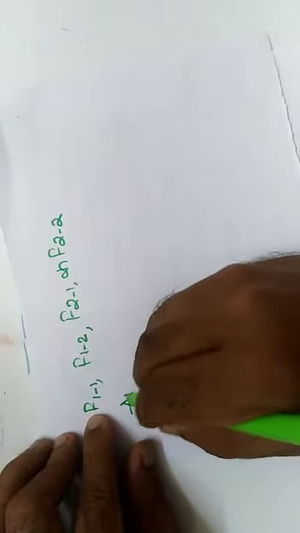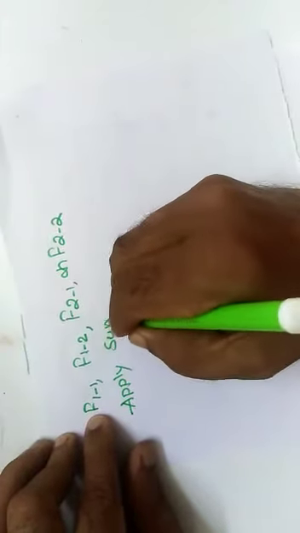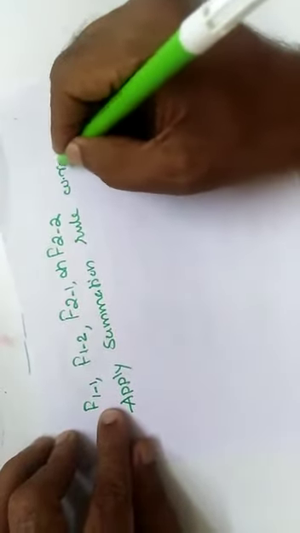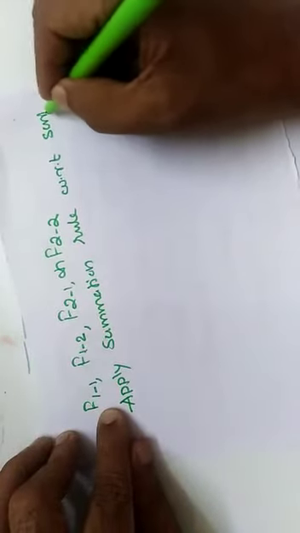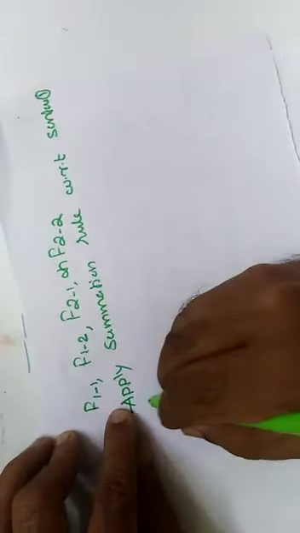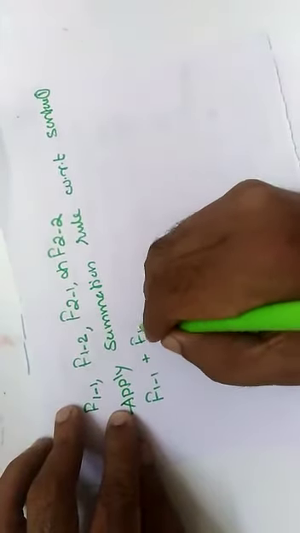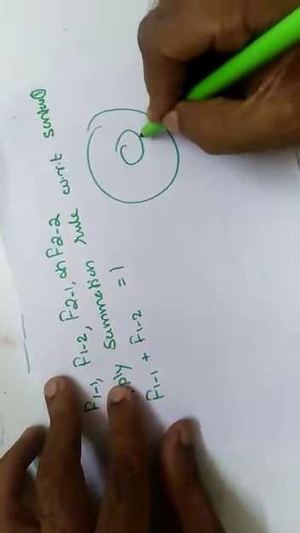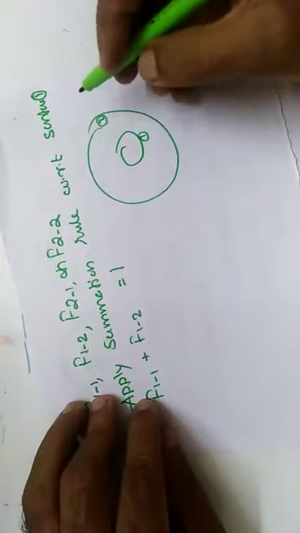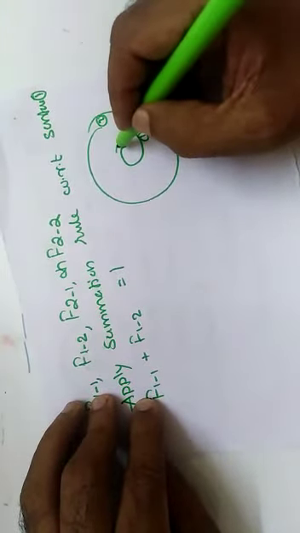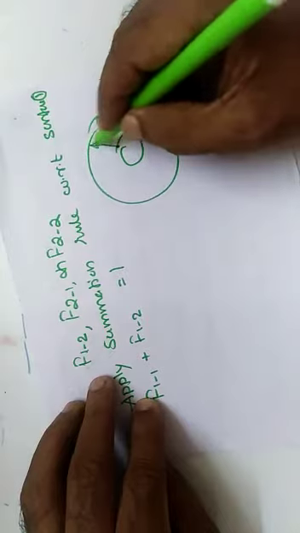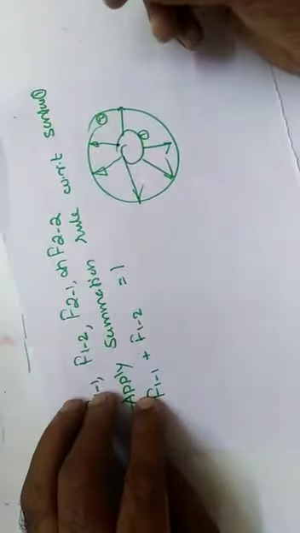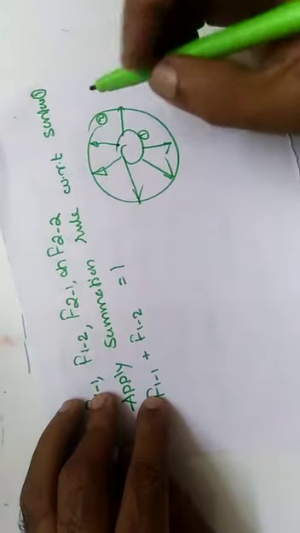Now apply the summation rule with respect to surface 1. With respect to surface 1, we get F11 plus F12 equal to 1. Now these two are the surfaces 1 and 2. It is clear that the entire radiation emitted by surface 1 will fall on surface 2. That is the first point.